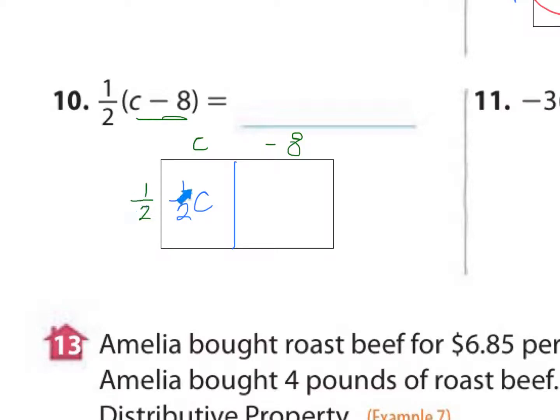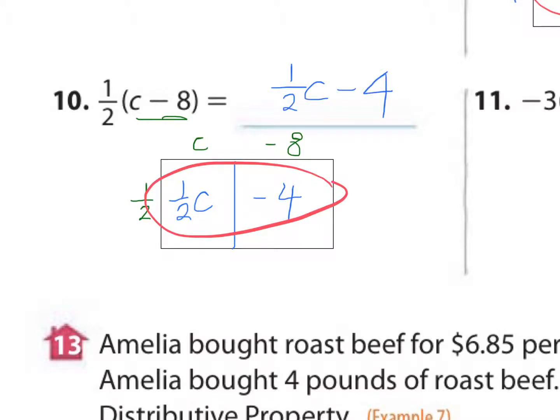Then the next part will be 1/2 times -8. You should be able to do that in your head. Half of -8 should be -4, right? Half of 8 is 4, so half of -8 is -4. Then the next step is, again, you write them together. That will be your answer because you cannot combine c and -4. They're two different terms. So your final answer is 1/2 c minus 4.